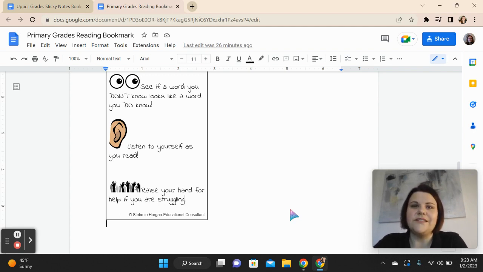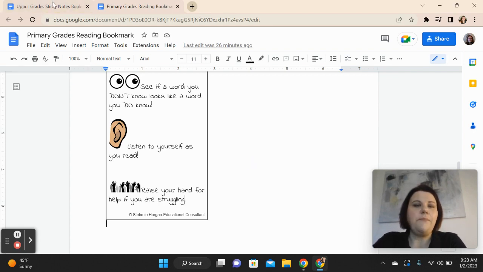We don't want our students to be struggling so much with a book that they can't actually enjoy it. And that's a great time to make sure that a student is reading a book on their level, something that's a little bit challenging, but not too hard, and also not too easy.